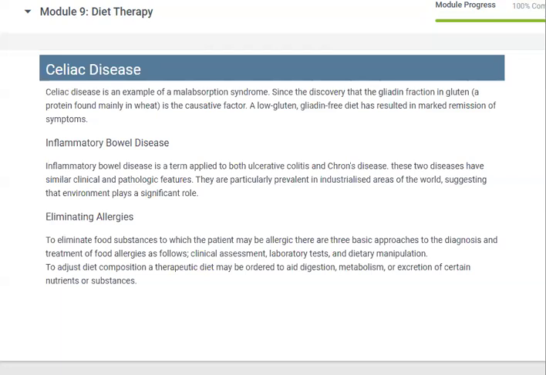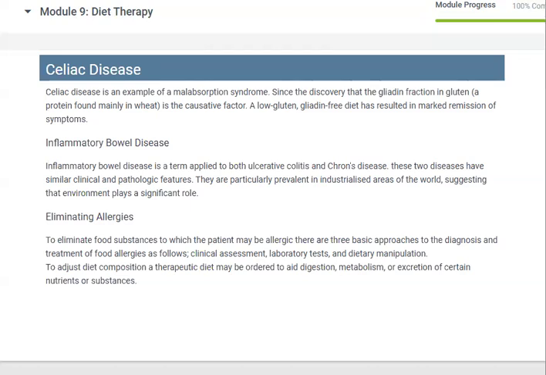Inflammatory bowel disease. Inflammatory bowel disease is a term applied to both ulcerative colitis and Crohn's disease. These two diseases have similar clinical and pathologic features. They are particularly prevalent in industrialized areas of the world, suggesting that environment plays a significant role.